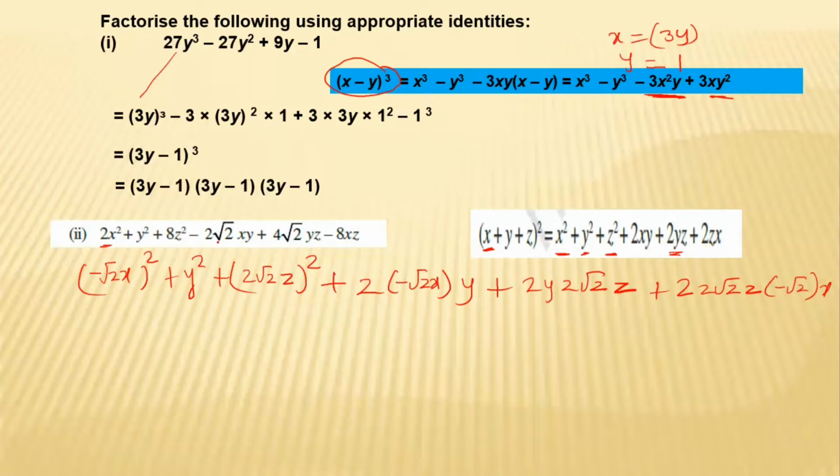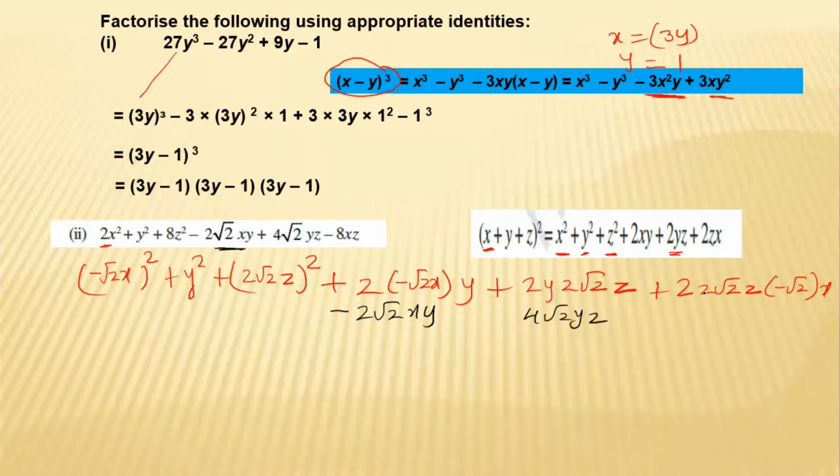Check whether we are getting the same thing. Are we getting the same expansion, or have we written the correct expansion of whatever polynomial was given here? Let us verify that. Here we see 2 into minus root 2 x. This is going to be minus 2 root 2 xy, which is the same as here. Again, 2 multiplied by 2 is 4, and 4 root 2 yz. So yes, this is in the form of 4 root 2 yz, correct.